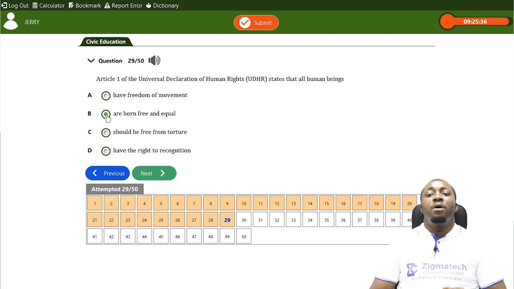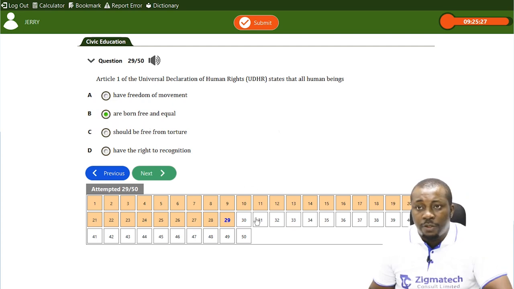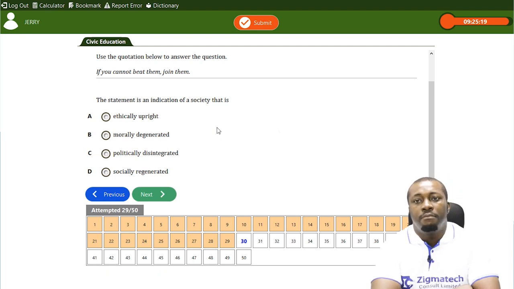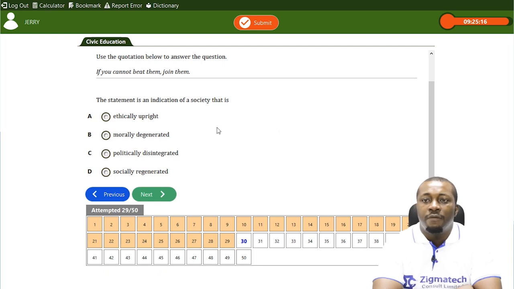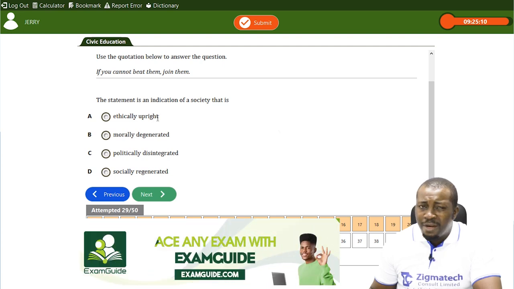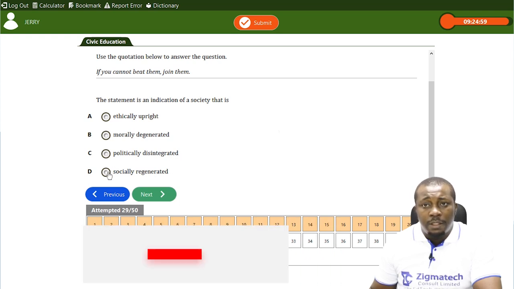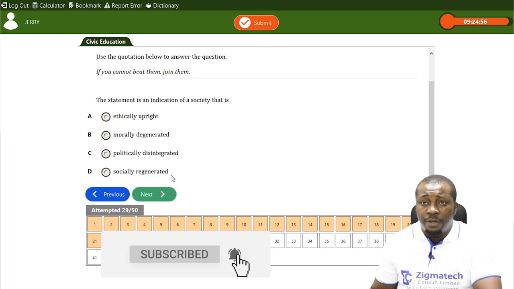Rather, Article 1 says, all human beings are born free and equal. That's the first article of UDHR. Now, this question says, use the quotation below to answer the question. If you cannot beat them, join them. Now, the statement is an indication of a society that is ethically upright, that's morally upright, no? B says morally degenerated, C says politically degenerated, D says socially regenerated.